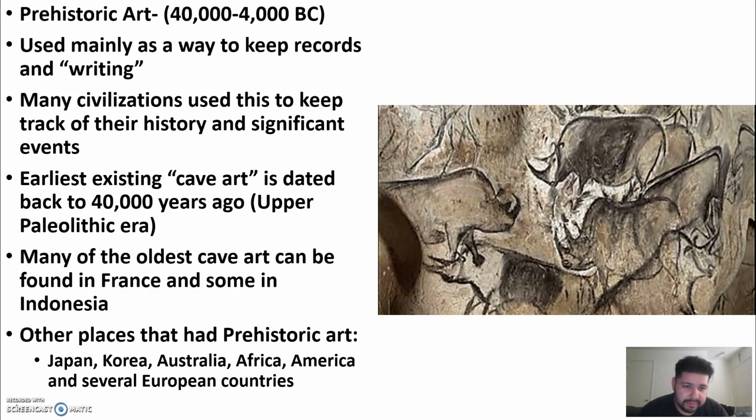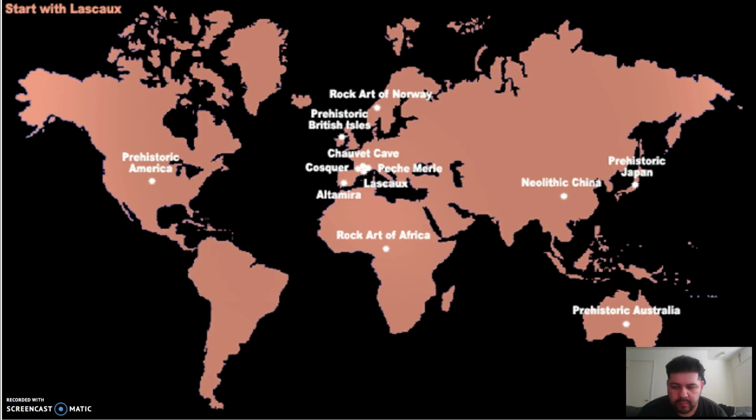So, if you look on the picture to your right, that is a cave art painting from Europe, France, if I remember it correctly. Now this picture is just a little diagram of where the prehistoric caves have been found. As you can see, majority, like I said, Japan, China, Australia, Africa, parts in Europe, Norway up on top, and America.